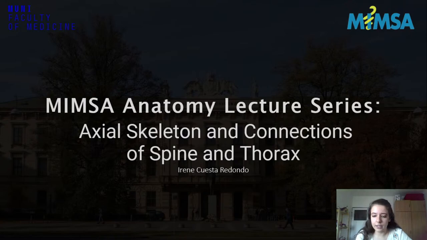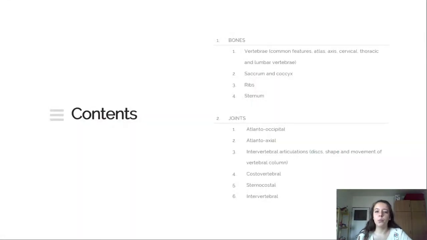So let's start. We're going to go through the bones and the joints. The first part of the bones is going to be the vertebrae. First, we're going to see a comparison of all of the vertebrae, and then we're going to go through each of them in more detail. In the final exam, you can get a vertebra, and they can ask you which one it is and to explain why you think it is that type of vertebra. So it's important to know this kind of stuff. Also, we're going to talk about the sacrum and the coccyx, then the ribs and the sternum.